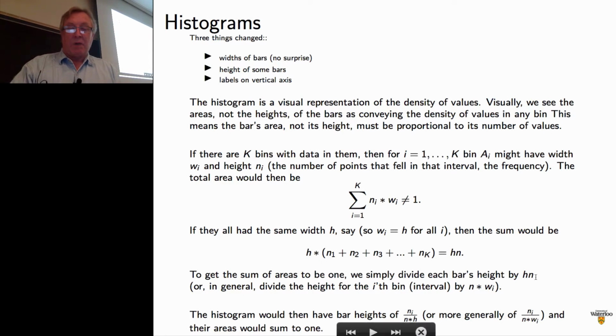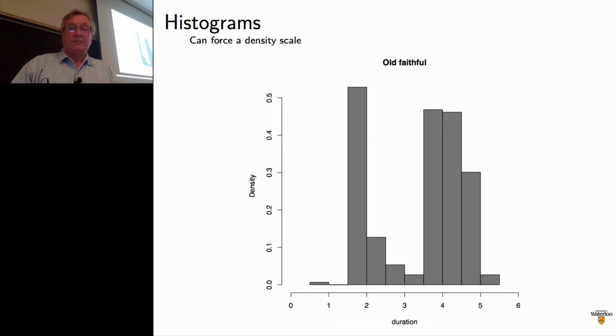So I'm going to have to divide the bar's height by HN, the count, in order to get a density. So now we've got something that looks like a density, and it's as trivial as that. If there were different widths, we would have to divide each interval by a different amount. Okay? So we can force that density scale just by argument. That's my preferred choice for a variety of reasons.